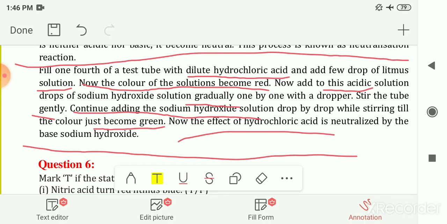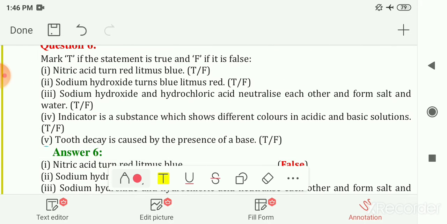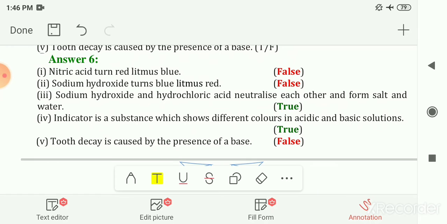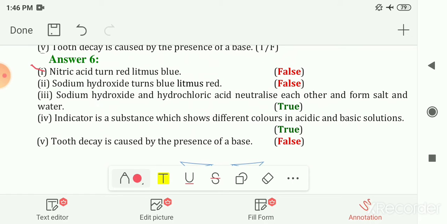Now the next question is question number 6. Mark T if the statement is true and mark F if the statement is false. Here the first one is given to you. Let me check directly with the answer. First one is: nitric acid turns red litmus blue. So here your answer is false. Nitric acid, as it is acidic in nature, turns blue litmus paper red. So here your answer is false.